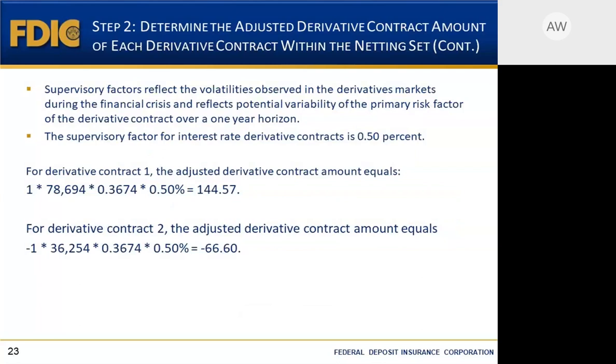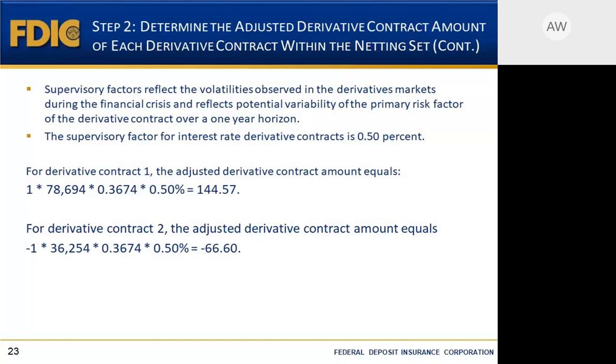Now we can look at the supervisory factor. The supervisory factor reflects the volatilities observed in the derivative markets during the financial crisis and reflects potential variability of the primary risk factors of the derivative contracts over a 1-year horizon. The supervisory factor for interest rate derivative contracts is 0.5%, and this is a set value; they are all listed in a table. So at this stage, we determine the adjusted derivative contract amount for both swaps, which is 144.57 for swap 1 and minus 66.60 for swap 2.